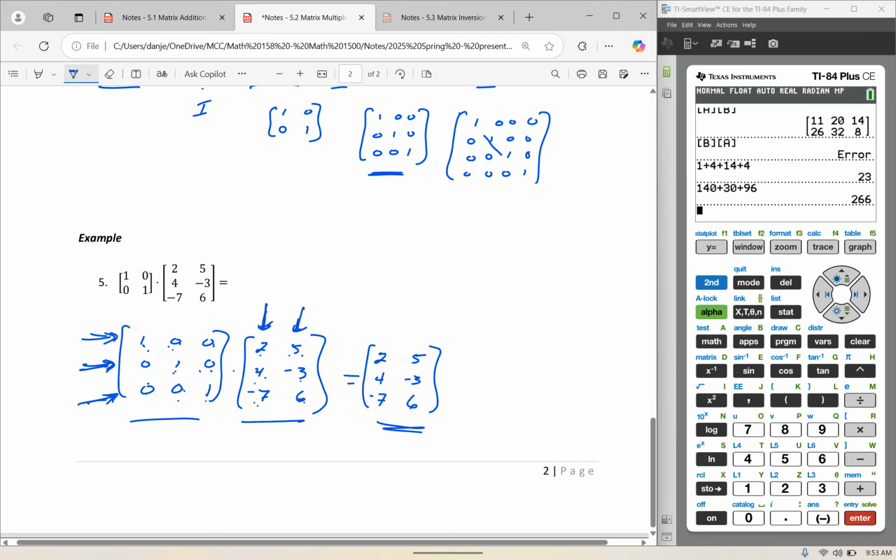It's tedious more than difficult, and it's also available to you in the calculator.